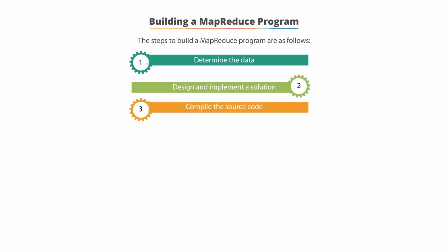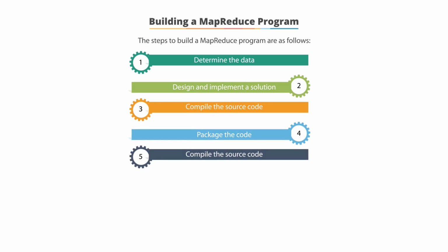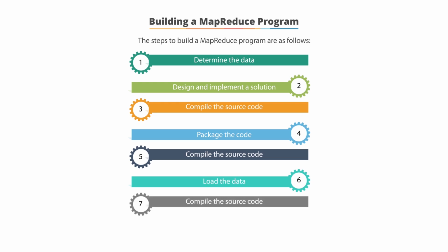Compile the source code with Hadoop core and package the code as a jar executable. Configure the application job as the number of mapper and reducer tasks and the number of input and output streams. Then load the data or use previously available data, and then launch and monitor the job. You can then study the results and repeat any of the previous steps as needed.